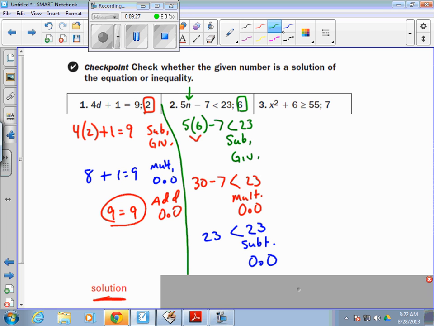And unlike the last one, which was a true statement, this one is not a true statement. 23 is not less than 23. Had it said 23 is less than or equal to 23, we would have been in good shape. But it is not less than it. It is the same amount. Therefore, it is not a solution.